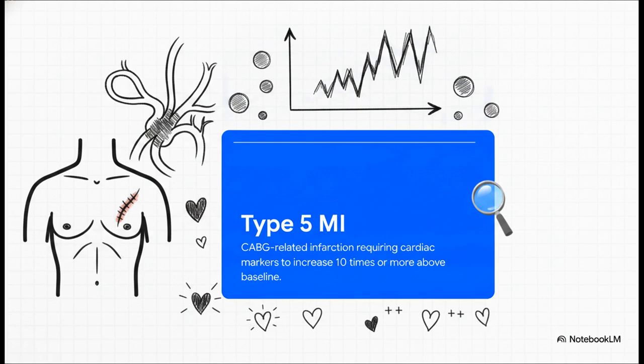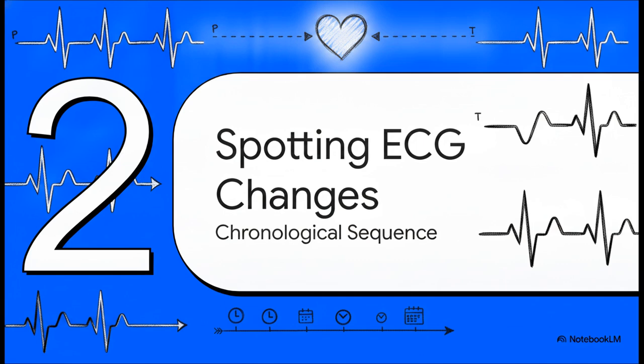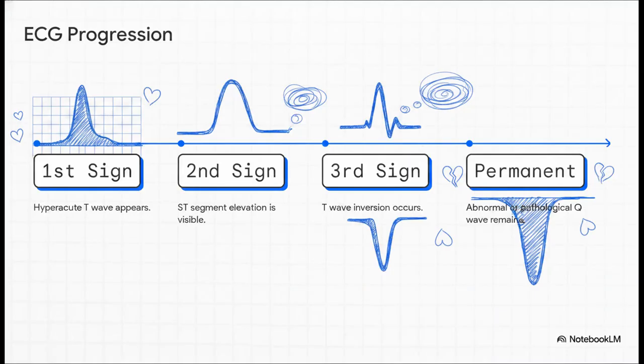Okay, moving right along to section 2, spotting the ECG changes. We know the types, but how do we spot them in real time? Because when your patient is having a cardiac event, reading the chronological sequence of the ECG is everything. Put yourself in the room for a second. You're standing right over the patient's monitor. The clock is ticking, and reading the real-time progression is absolutely critical.